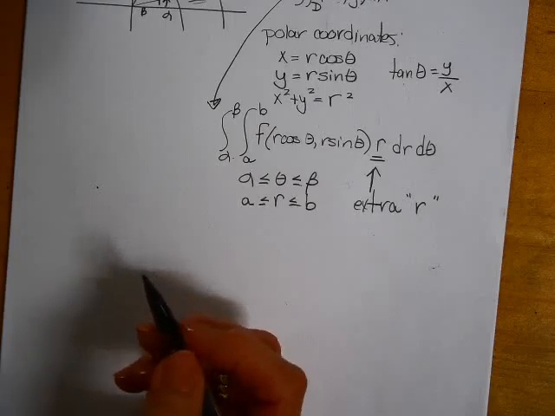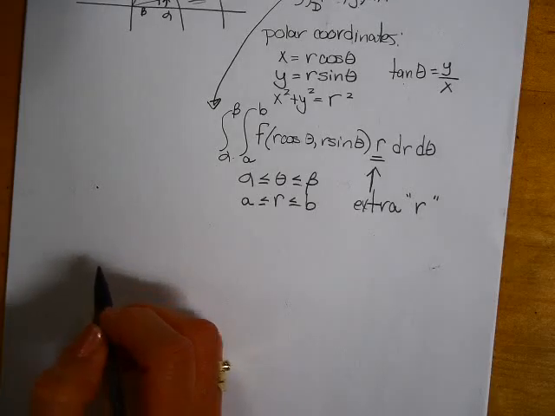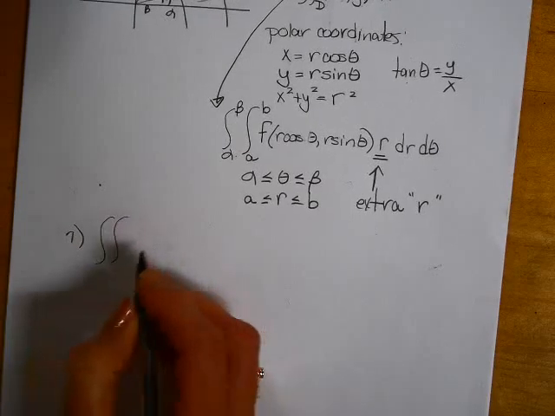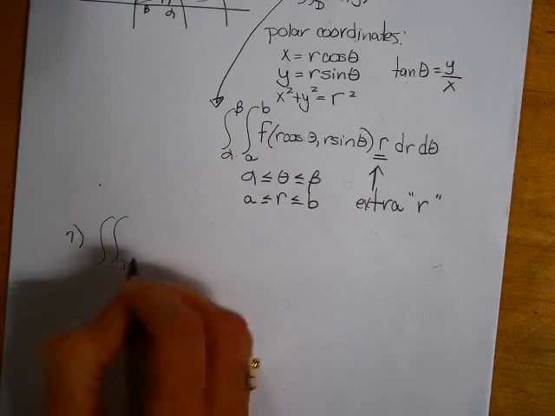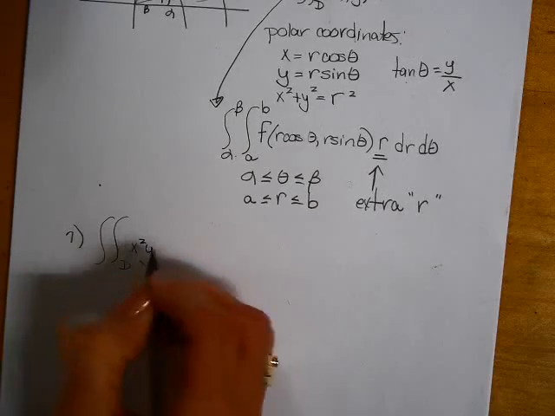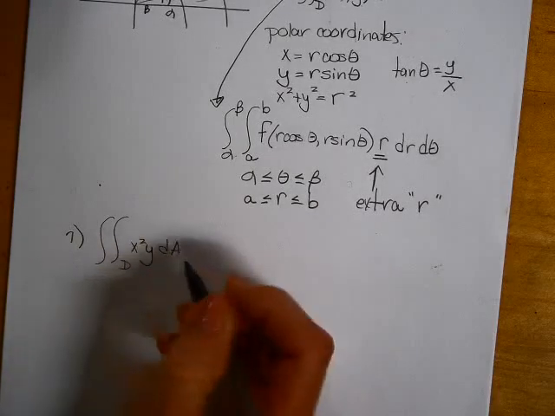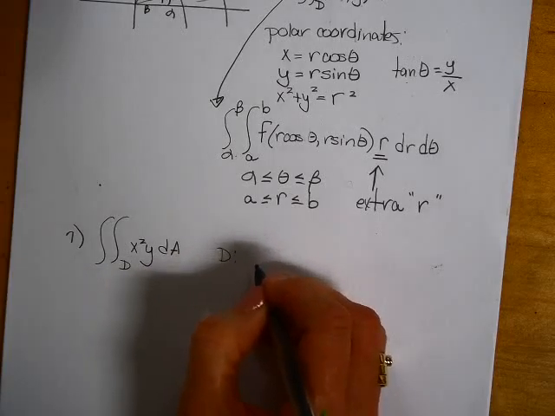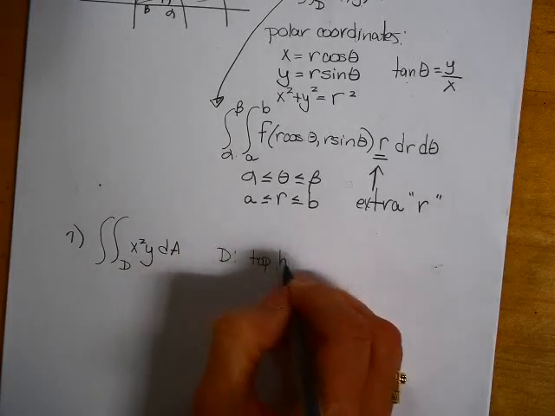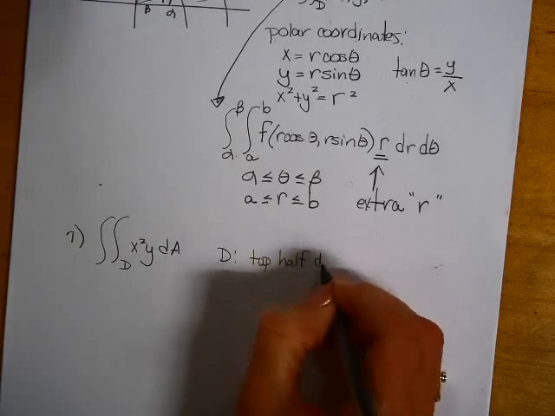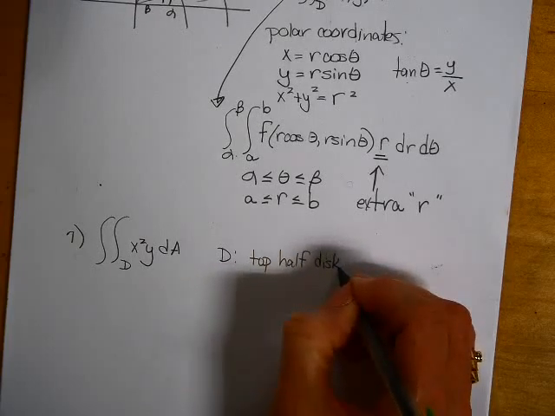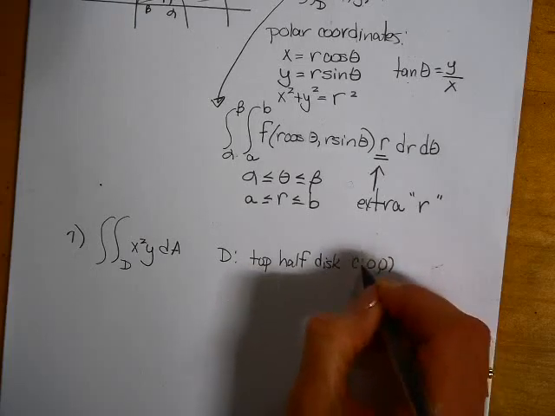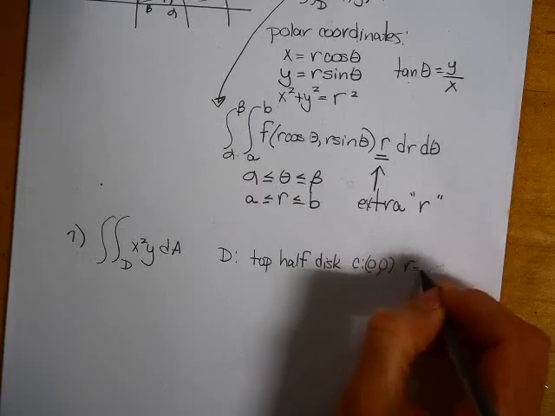Let me show you how this is done. Let me look at problem number 7. Double integral over the region D of x squared y dA, where D is the top half of a disk with the center at the origin and a radius of 5.